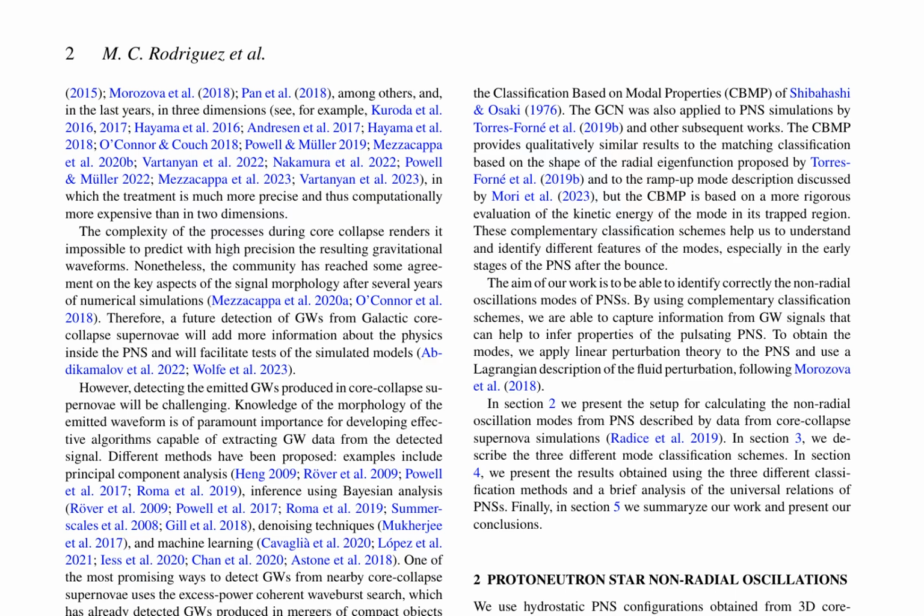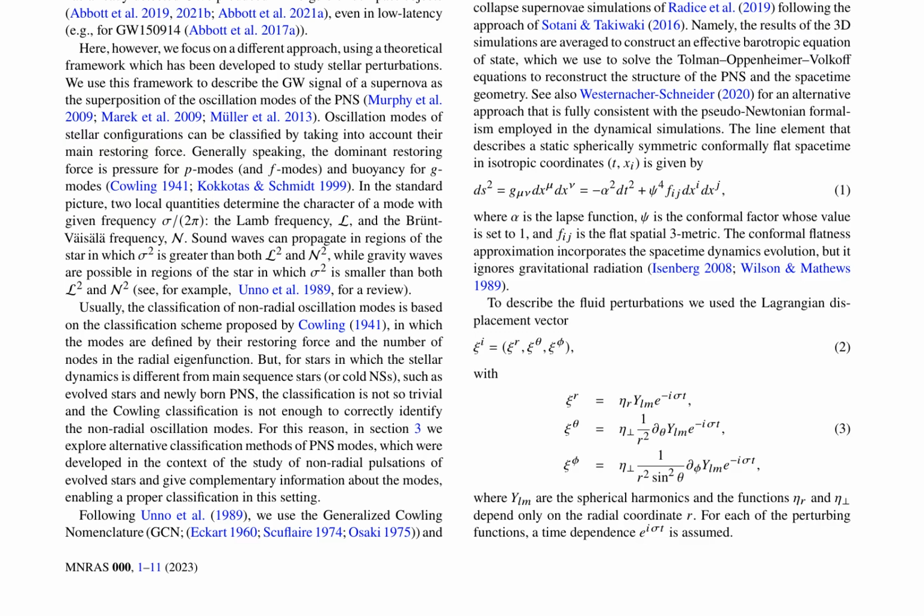Oscillation modes of stellar configurations can be classified by taking into account their main restoring force, with pressure being the dominant force for P modes and buoyancy for G modes. The paper presents the setup for calculating the non-radial oscillation modes from PNS described by data from core collapse supernova simulations. The authors use a Lagrangian description of the fluid perturbation, following Morozova et al. 2018, and apply linear perturbation theory to the PNS.